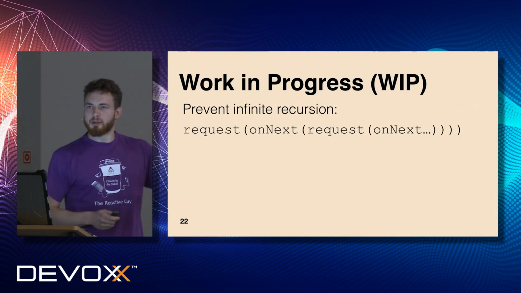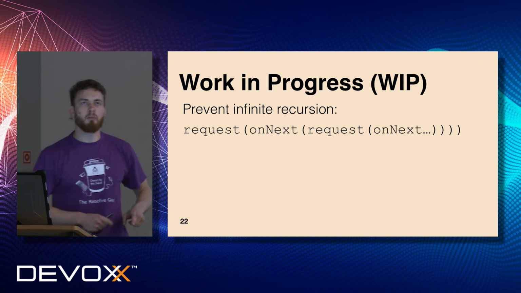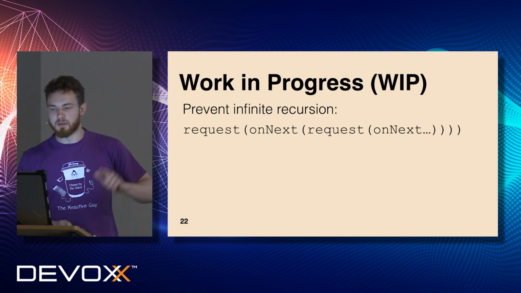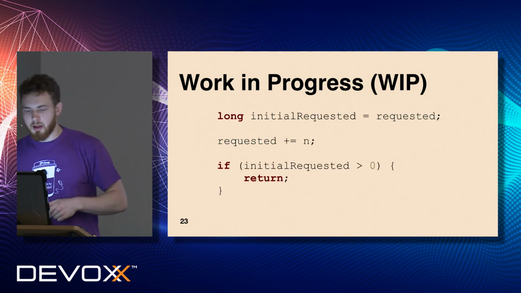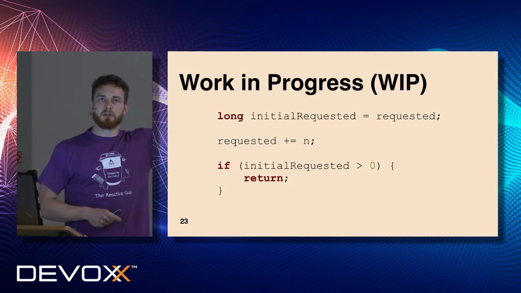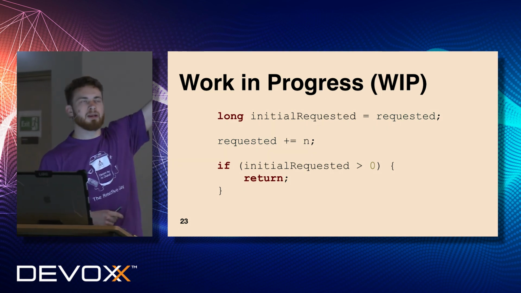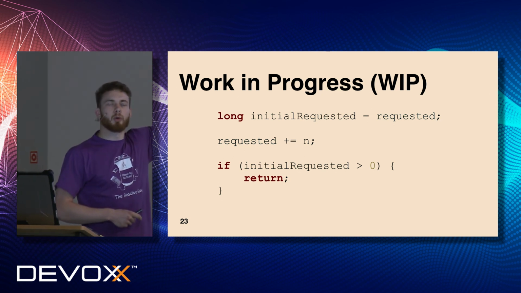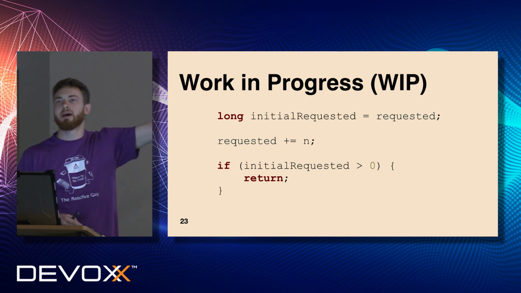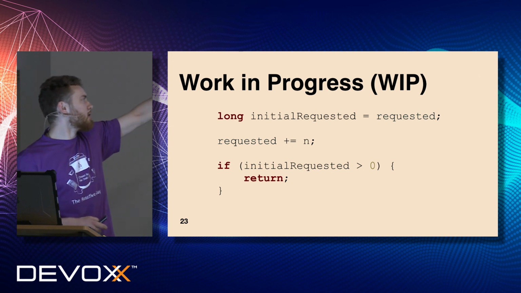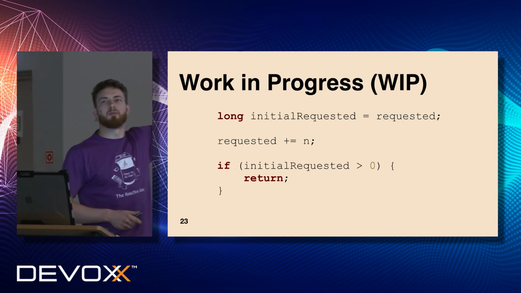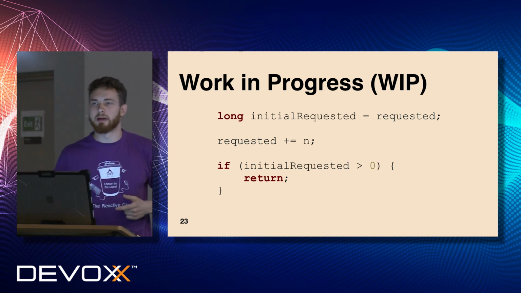Next, work in progress. This is the most common pattern for reactive streams. You will see it everywhere. It is implemented in the first steps like this. We just check what was initially requested. We increment the number of requested elements. And if the check is not passing, we have to just return, because someone is sending elements already.